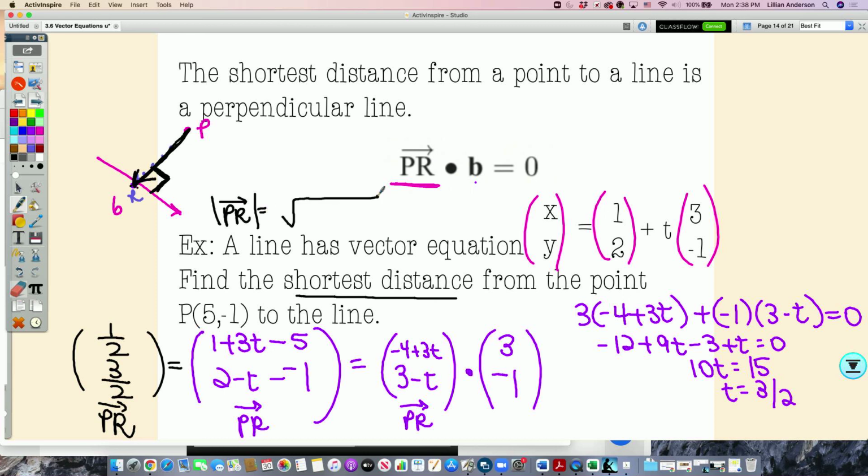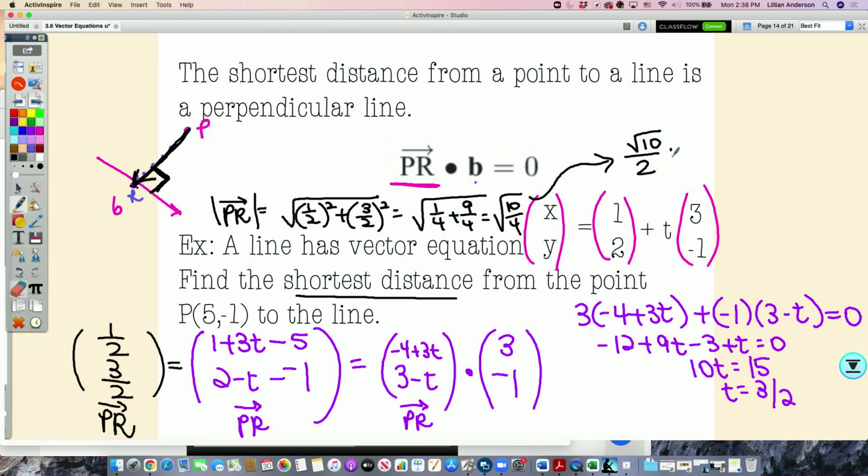So remember, magnitude is you take each of the components and you square them and add them together. What's 1/2 squared? 1/4. What's 3/2 squared? 9/4. When I add it together, I get 10/4. Is either of those a perfect square? Yes, the 4. So the shortest distance is root 10 over 2 units. That is the shortest distance from a point P to that vector equation.